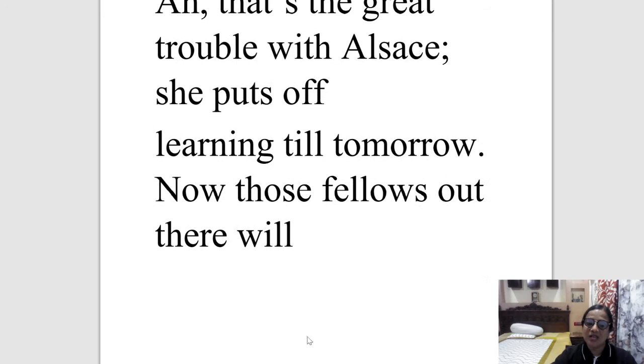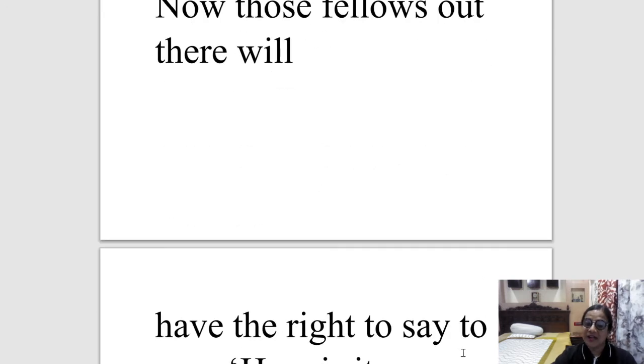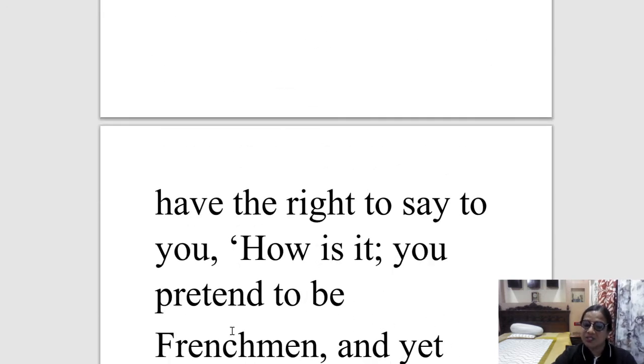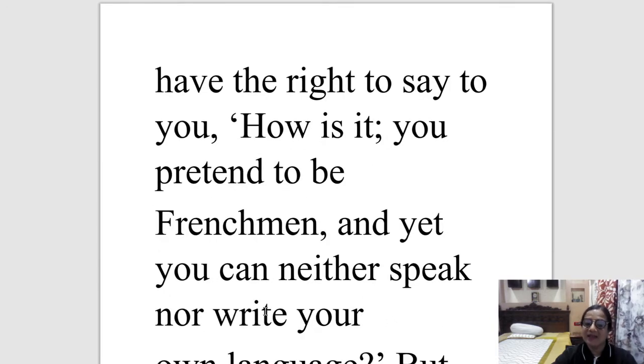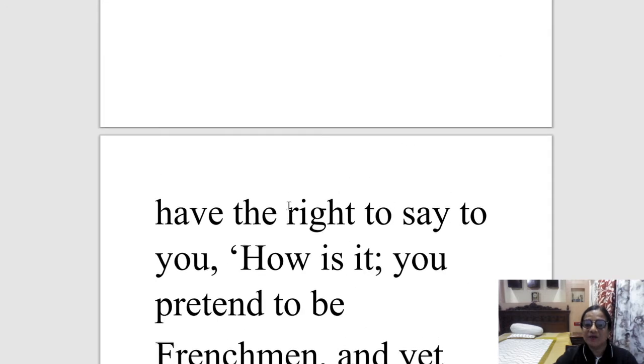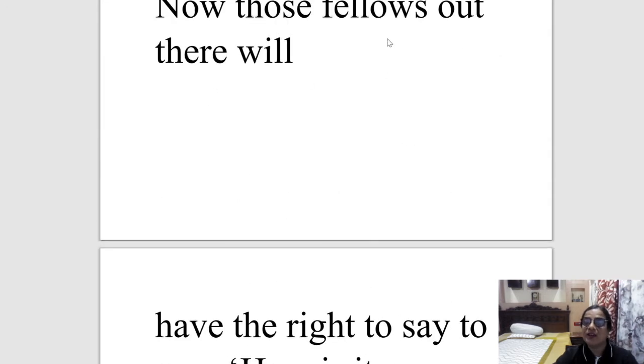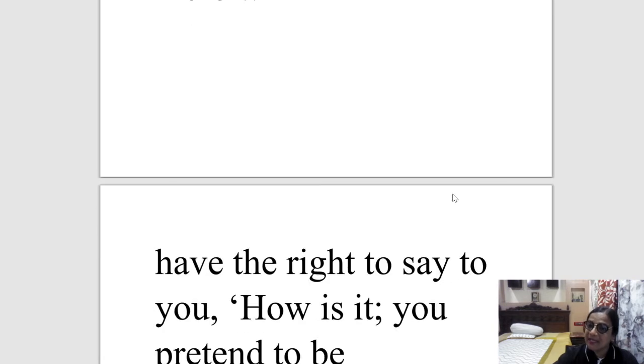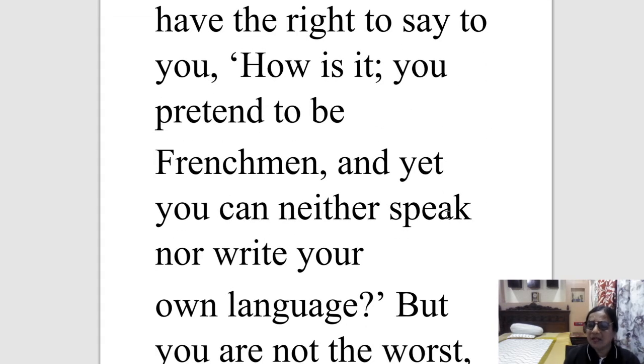Now, those fellows out there will have the right to say to you, how is it you pretend to be Frenchmen and yet you can neither speak nor write your own language? Who are these fellows? These fellows were the Germans he is referring to. Those Germans would tell them that you are Frenchmen and you don't know how to speak your own language.